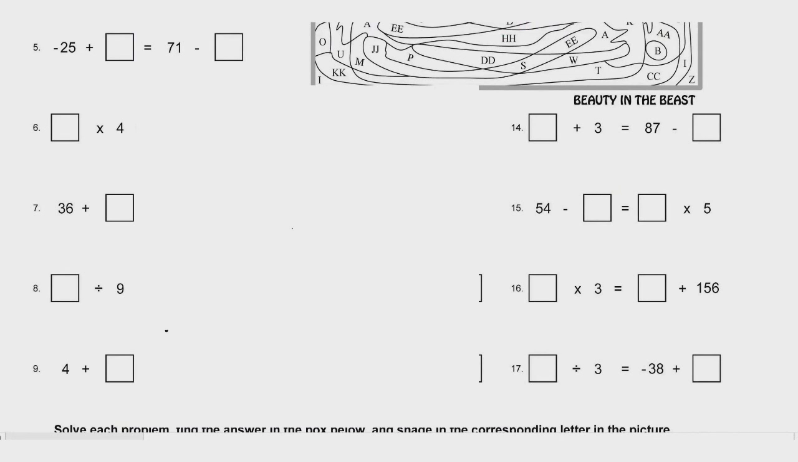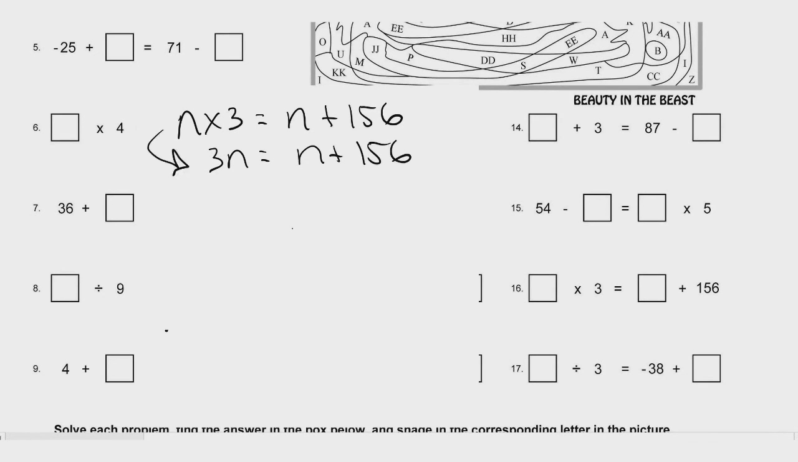Never ends. All right, number 16. We have an empty box. n times 3 equals an empty box. n plus 156. Well, again, I'd combine the n times 3 to 3n, and n plus 156. I do this because I just think it's going to save us time in the end.